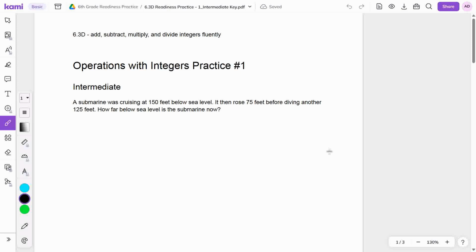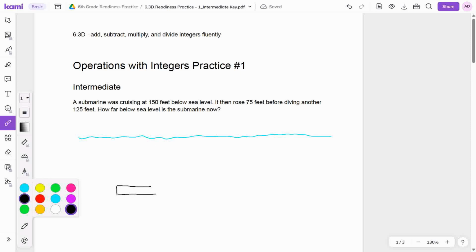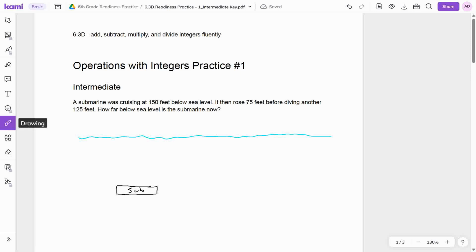So we have a submarine cruising at 150 feet below sea level. All right, so let's get a visual here, and since we've got sea level, let's draw a blue line, and let's make our submarine kind of just like this. I'm just going to make it a rectangle. We know it's not a rectangle, but let's say this is our sub, just so we don't spend too long trying to figure out what a sub looks like. So it's 150 feet below sea level. So if my sea level is 0, I'm going to call this negative 150.